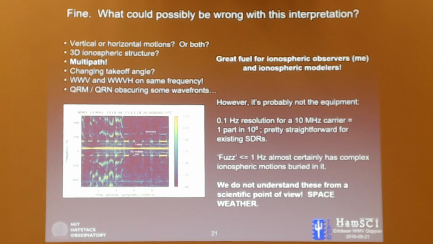Let's think about it. A tenth of a hertz resolution on a 10 megahertz carrier is 1 part in 10 to the 8th. John Ackerman mentioned yesterday, that's not bad. You can do that reasonably straightforwardly with existing SDRs. But that fuzz that's less than 1 hertz, I can guarantee you that there are very complex ionospheric motions in it that we don't understand.